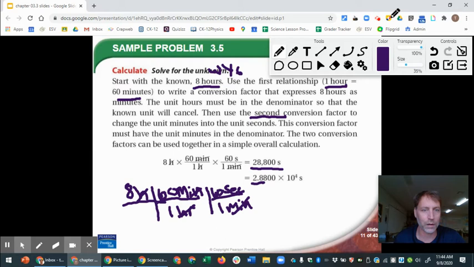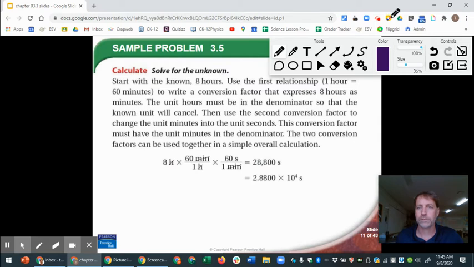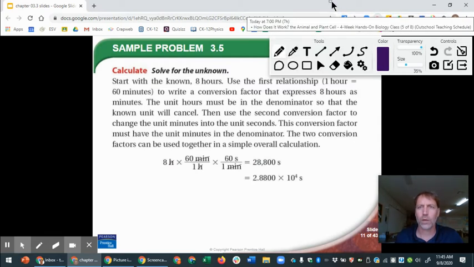This is the same amount of time. If you work an 8 hour shift, you've also worked 28,800 seconds. That's the same unit of time, but the number is different because you're going from a larger unit to a smaller unit. Okay. So that is one conversion factor we have here.